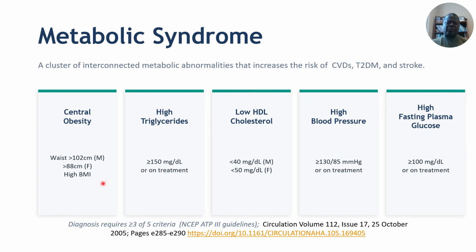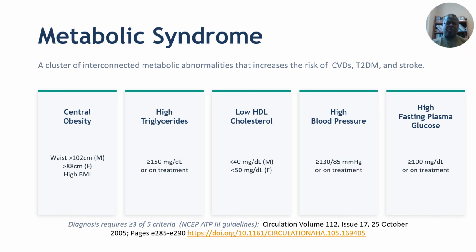The National Cholesterol Education Program, or NCEP, Adult Treatment Panel 3, has devised a definition for the metabolic syndrome as the presence of three or more of the following criteria. One is central obesity, or waist circumference of more than 102 centimeters for men and 88 for women. High triglycerides of more than 150 milligrams per deciliter, high blood pressure, high fasting plasma glucose.